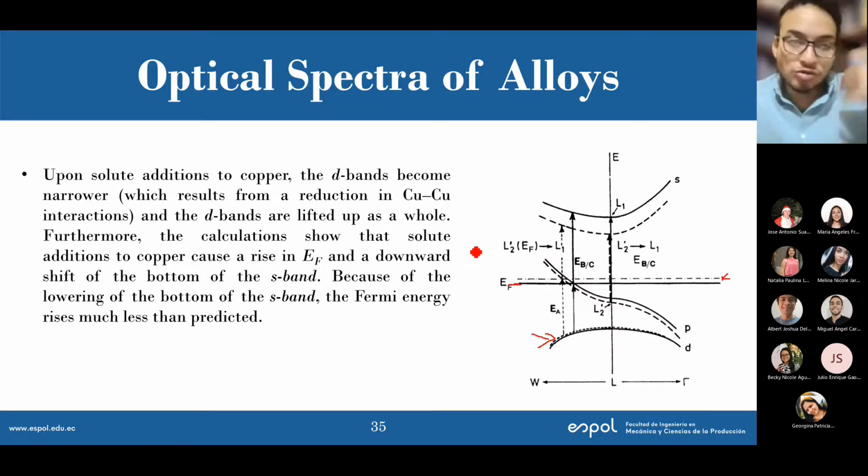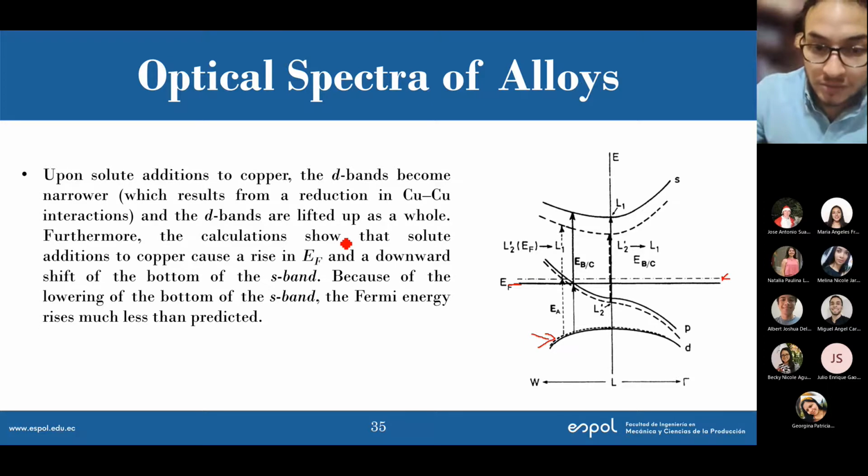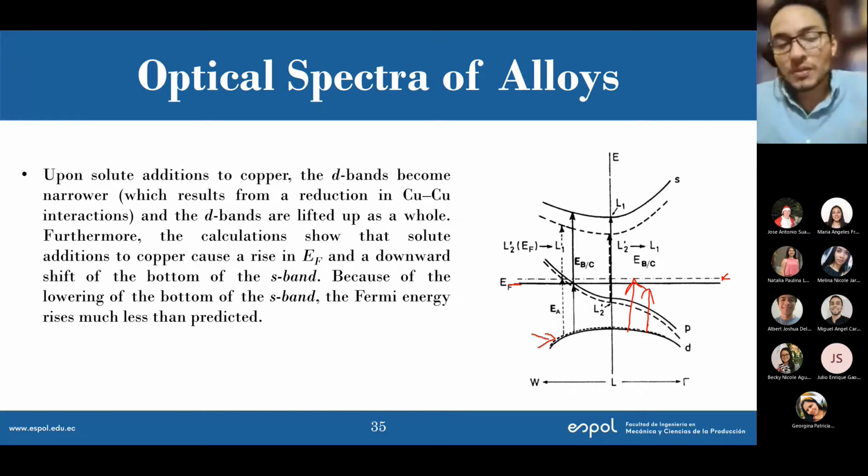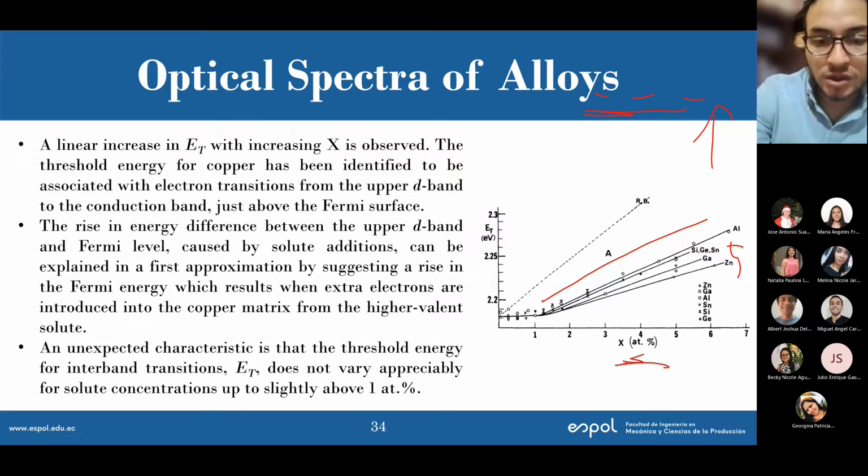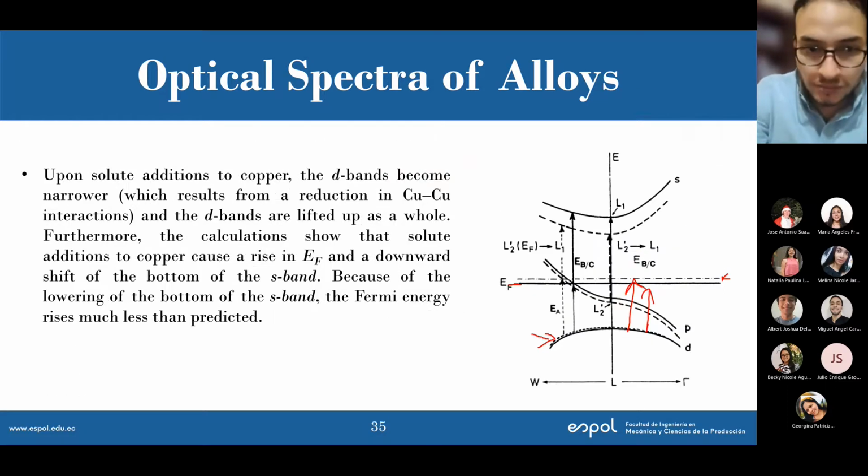There is a rise when I add solid content, when I add an alloying element. I will create this rise in the Fermi energy, and that's why, remember, I increase this ET. Before it was only from here to here. Before it was only, let's say, from here to there. Now I need to go from here to up there. And that's why you see this increment in the energy threshold as I increase the atomic percent. Any questions, guys?